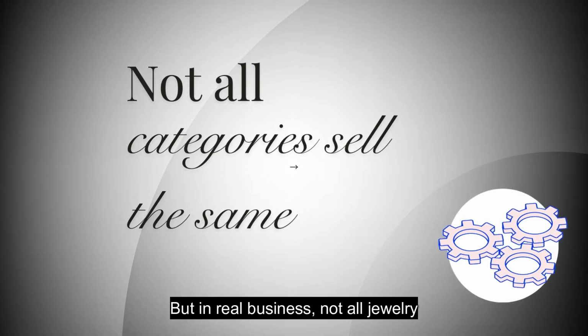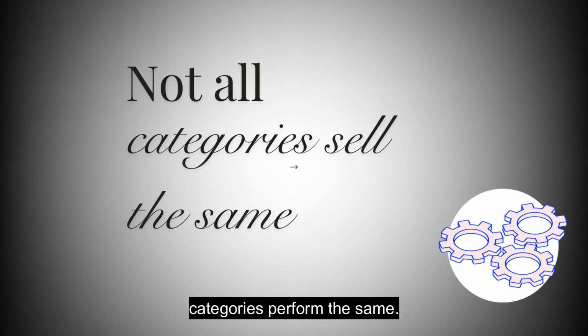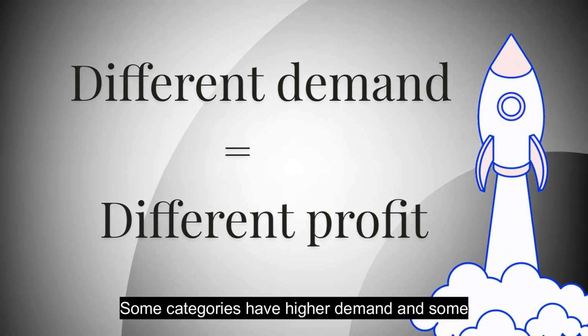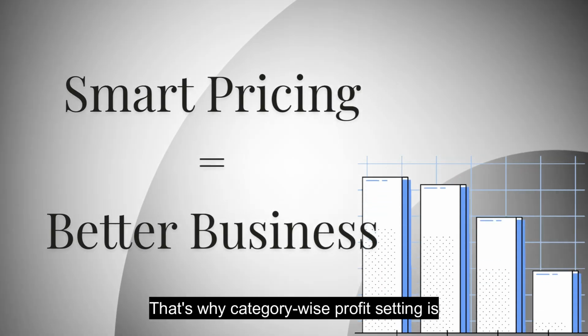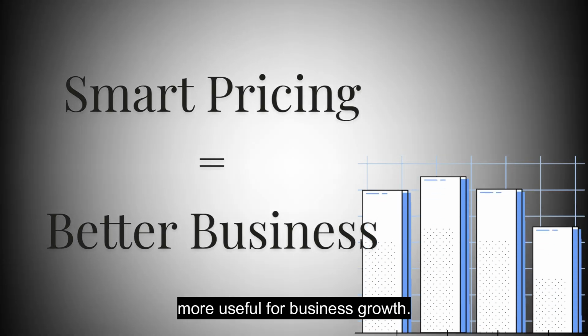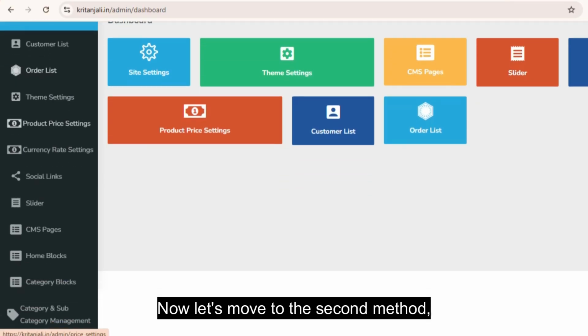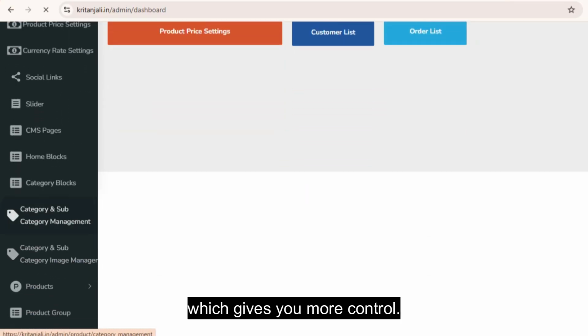But in real business, not all jewelry categories perform the same. Some categories have higher demand and some categories allow higher pricing. That's why category wise profit setting is more useful for business growth. Now let's move to the second method, which gives you more control.